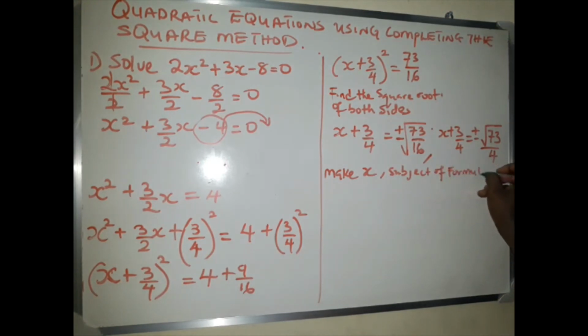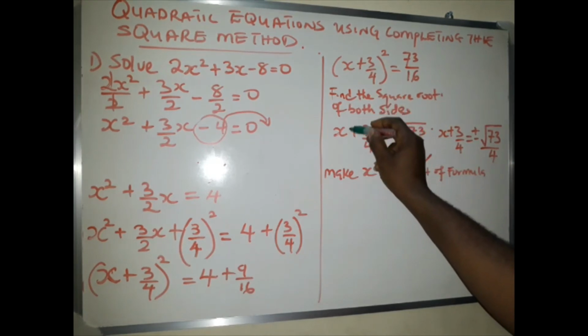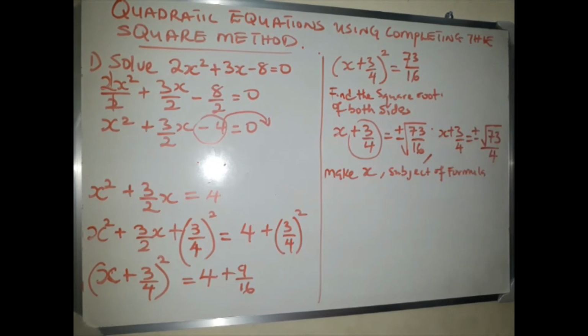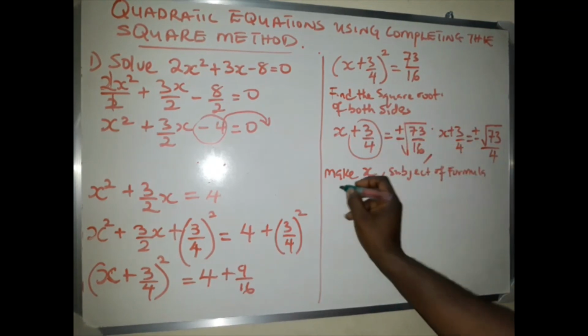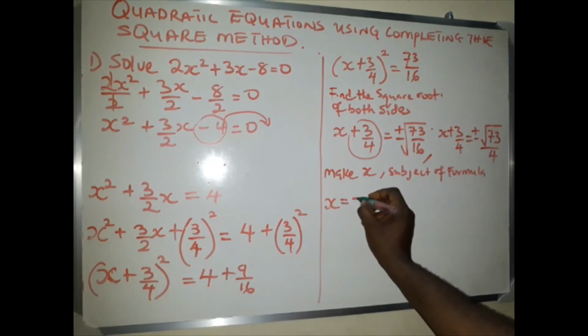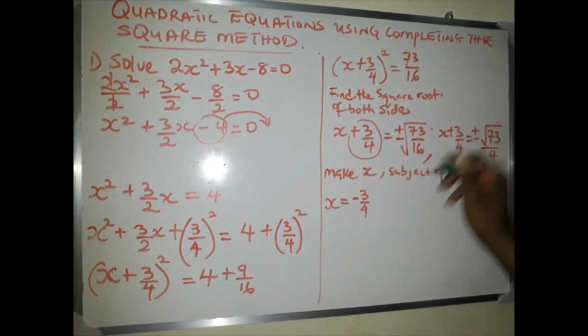And to do that, we're going to move this 3 plus 3 over 4 to the right hand side, because we want to make x the subject of the formula. So we move plus 3 over 4 to the right hand side, and that will now give us x will now be equal to what? Minus 3 all over 4, because here it was positive. When it moves to the right hand side, it becomes negative.